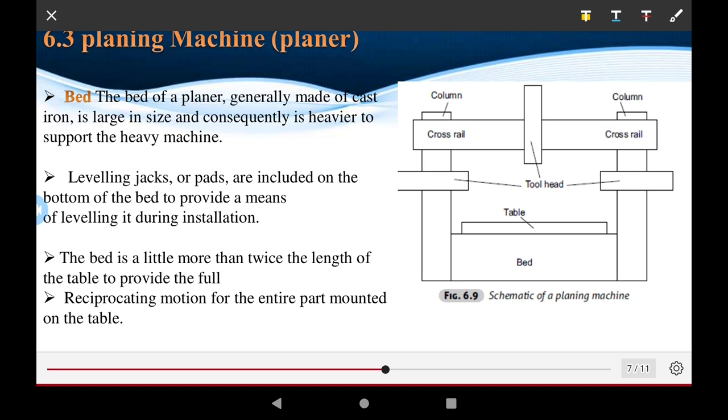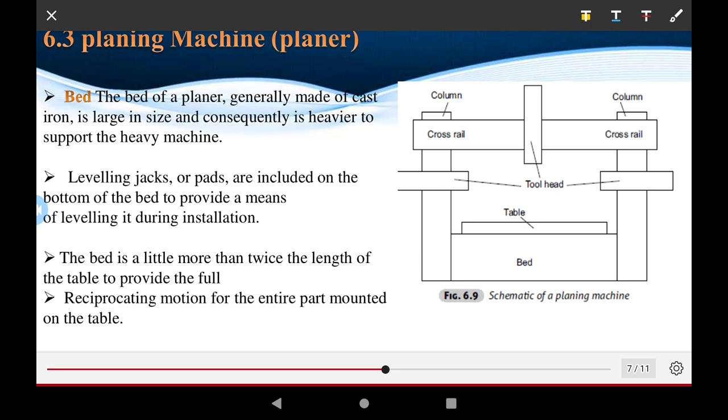Jacks or pads are included on the bottom of the bed. They provide a means for leveling it during installation. All the machines are very high, and this requires a large space area for the table of the machine to perform the work.